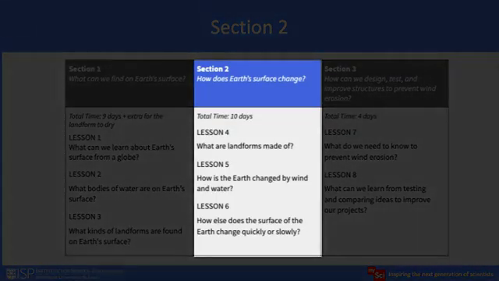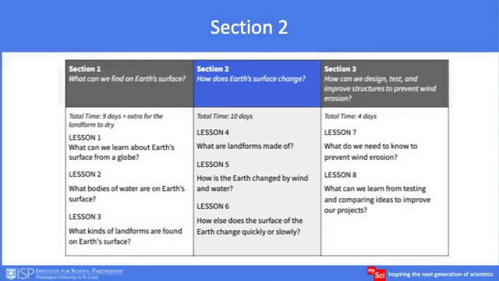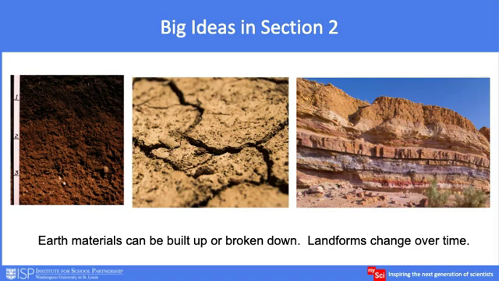Section 2 asks students to consider what landforms are made of in order to further explore the ways wind and water can change Earth's surface over time. This section will take about 10 days. Students explore properties of rocks and other earth materials that build up or break down to create landforms.